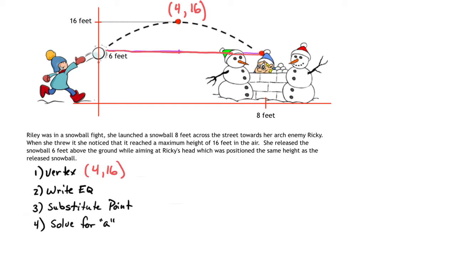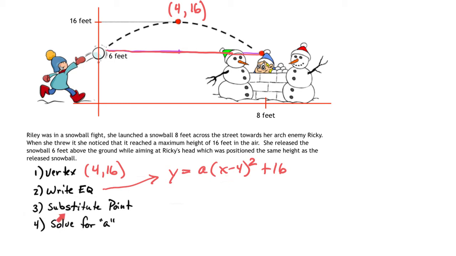Then the next thing we're going to do is write our equation. So our equation is going to be y = a(x - 4)² + 16. Now remember that when we write the equation of our parabola, the parenthesis part is always opposite of what you see right here. So since it's positive 4 to the right, we wrote x minus 4 squared.